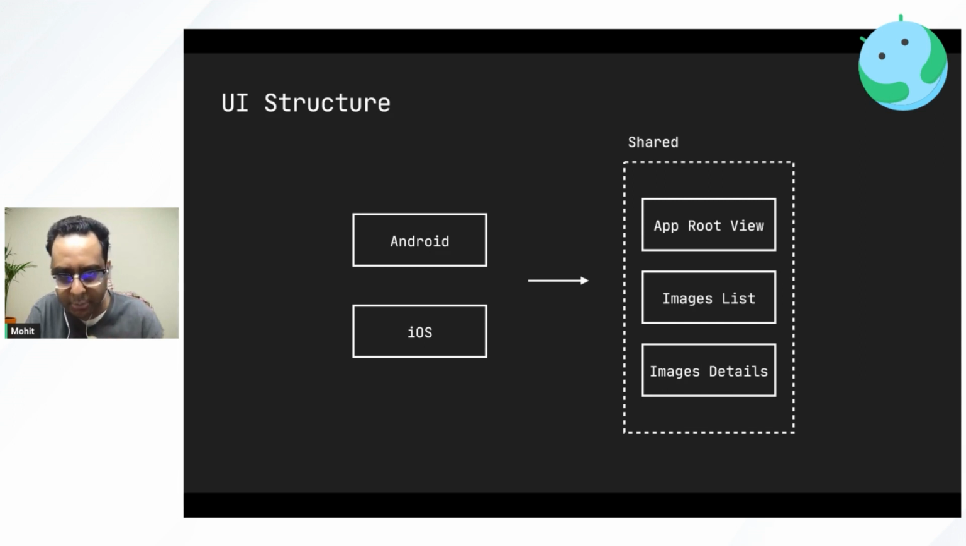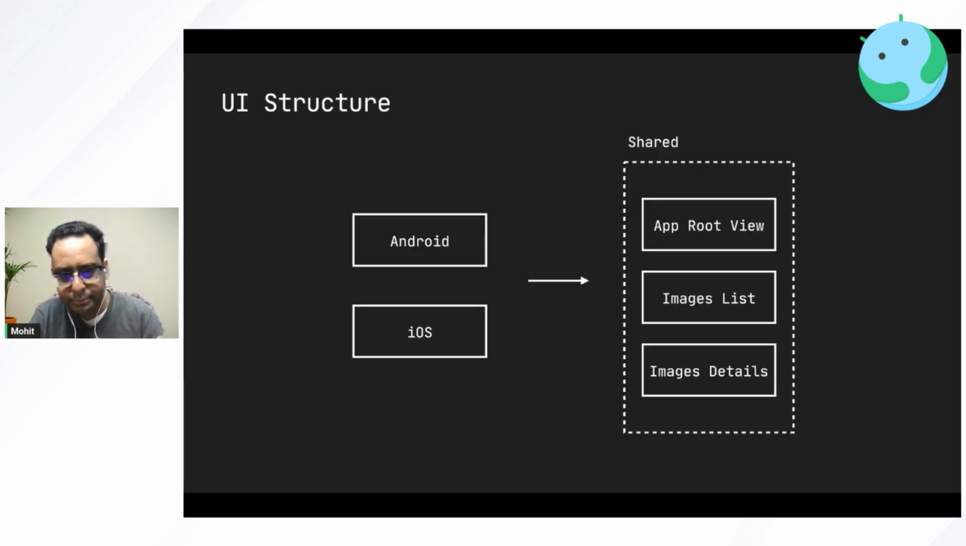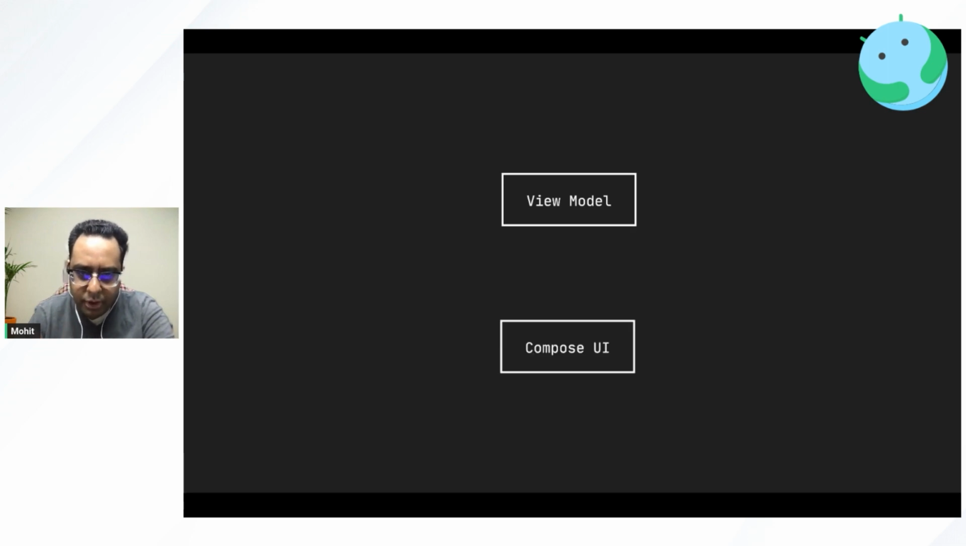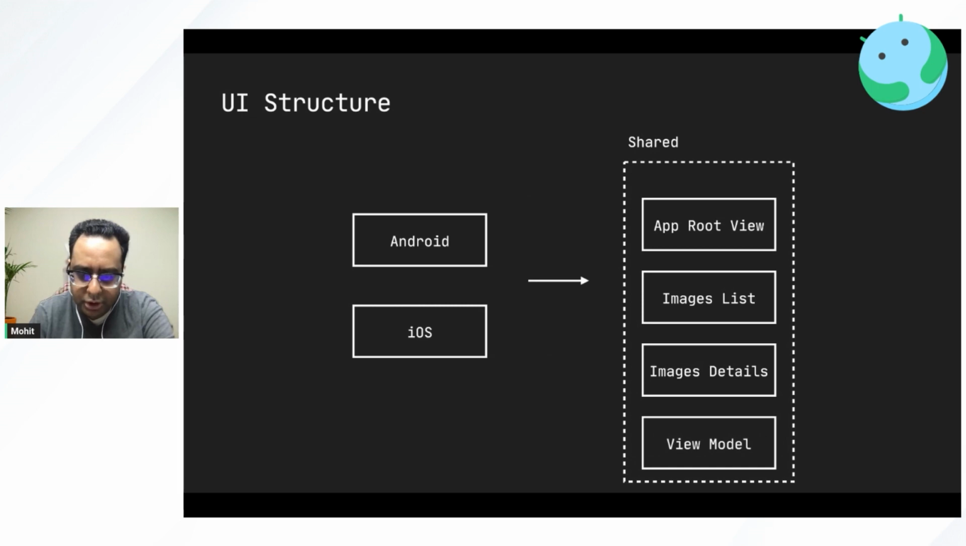And there are libraries that I'll show that provide lifecycle aware components. And that's the other challenge: how do you architect your app and set up navigation to go from a list page to a details page? Suppose I want to use MVVM, where I have a view model that's communicating with the UI, giving it some UI state, and any events I'm propagating to the view model. I could also share the view model between Android and iOS. You could also do that.